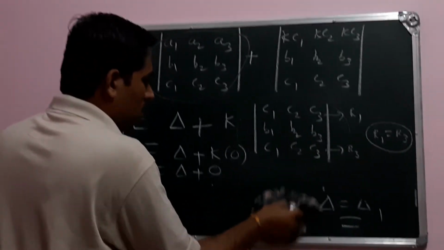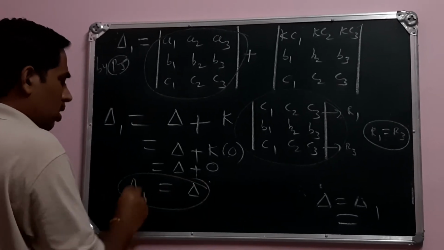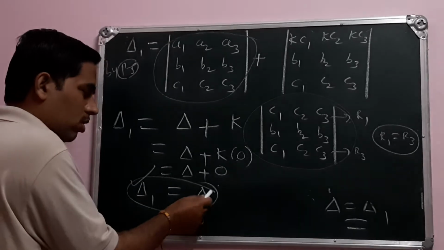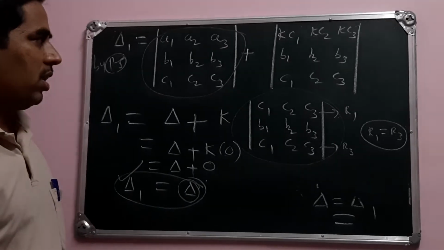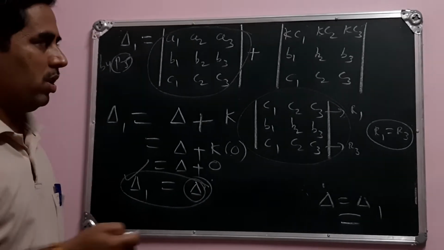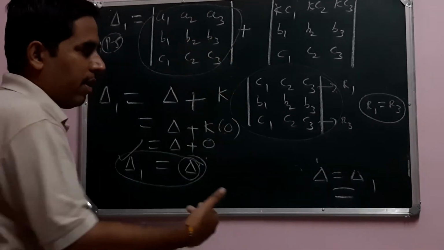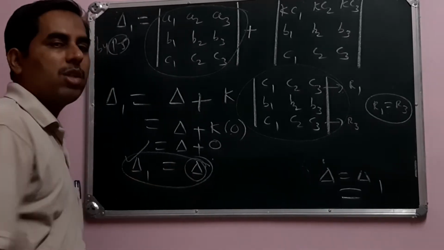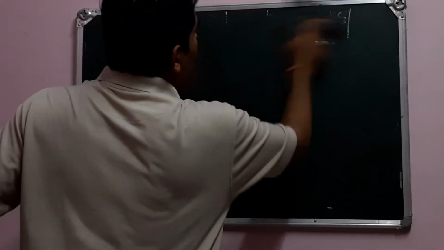So delta plus 0. After operating I got delta 1, that is equal to delta. So the value will not change. This is the sixth property. In this way we can verify the property. You read the statement carefully and you can verify this. So the value of both the determinants will be the same. Okay, the sixth property is completed. To prove this sixth property, I have taken the help of previous properties. We applied both the properties.